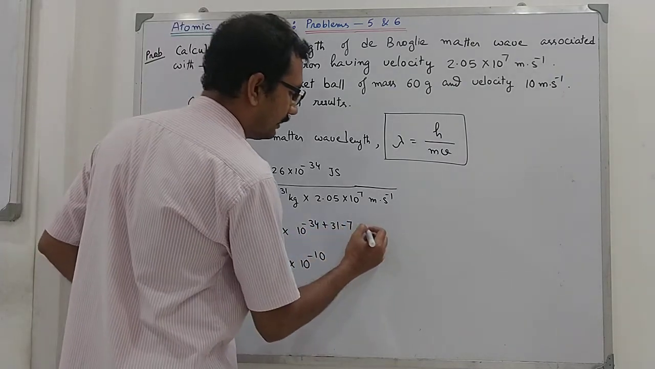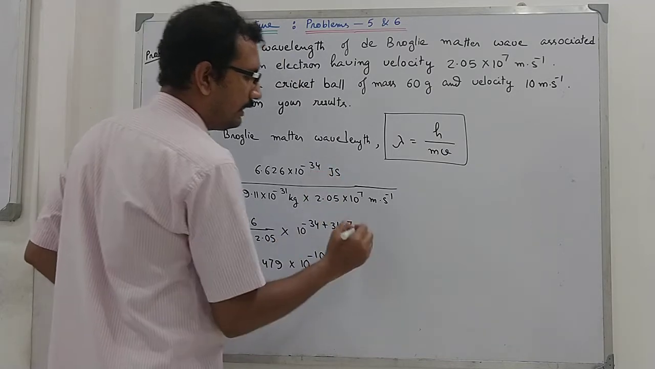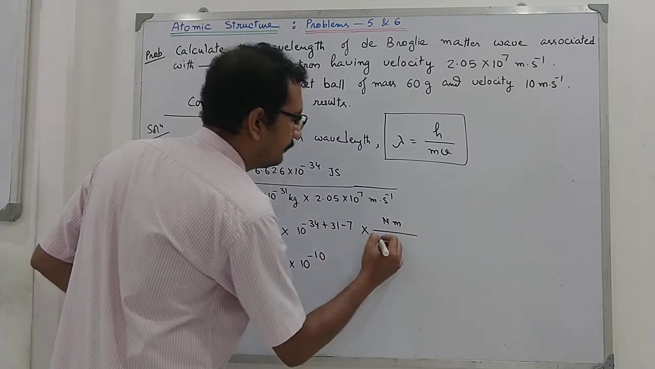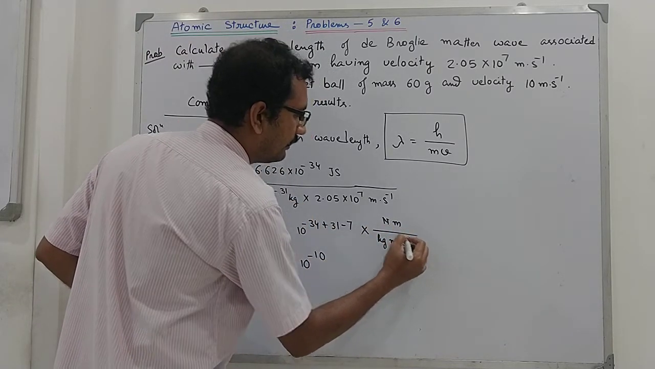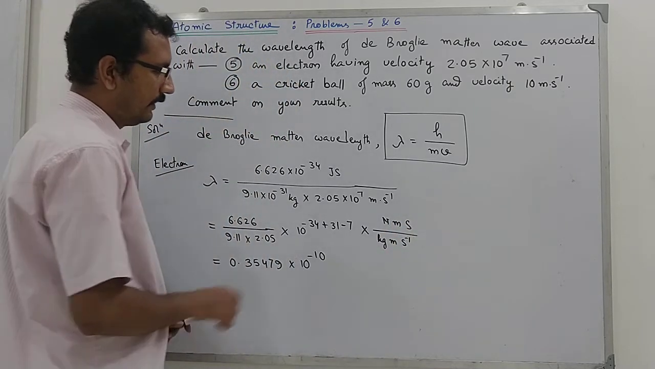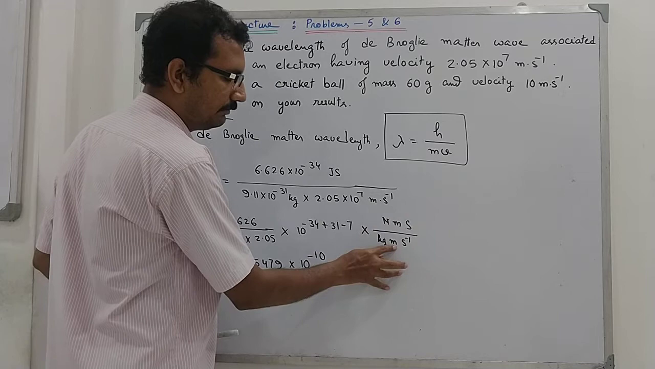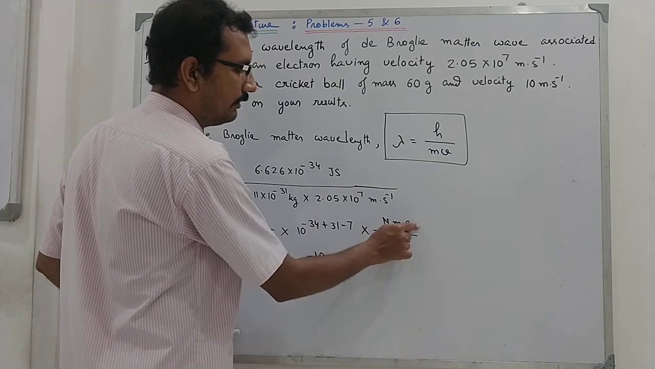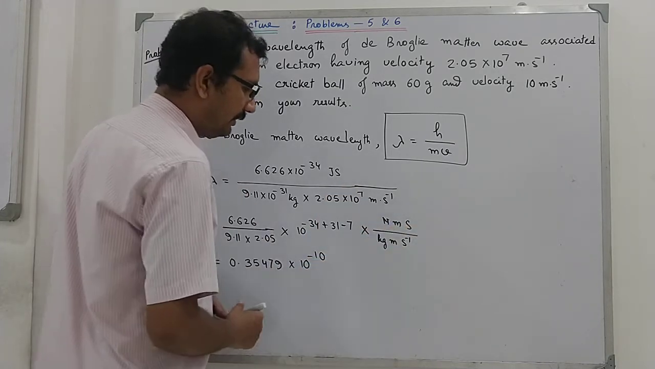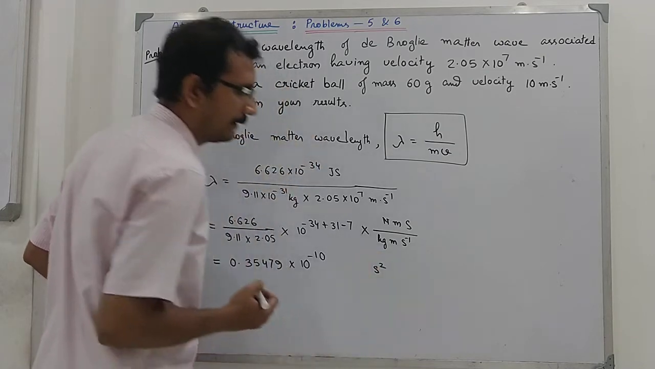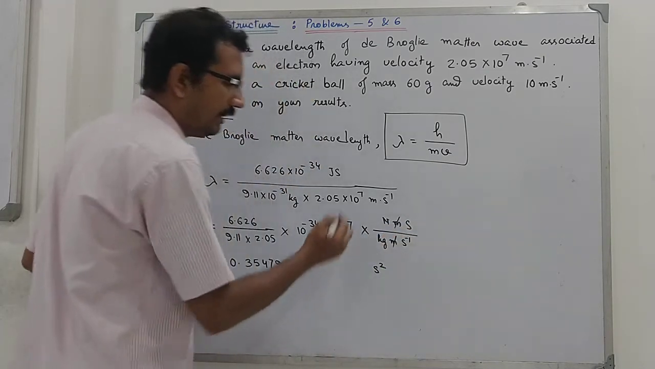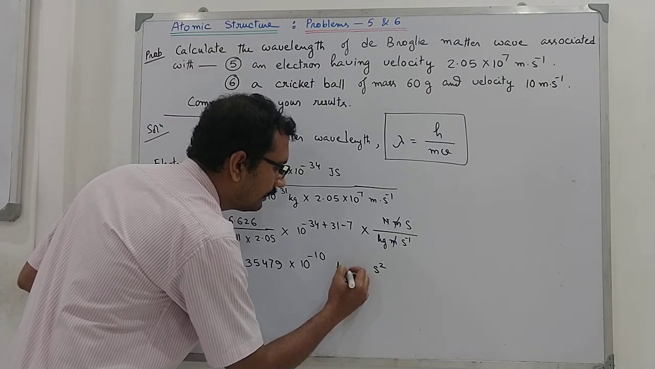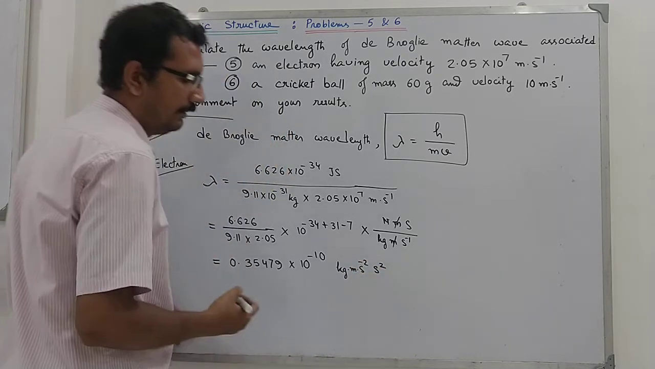Now see what happens to the unit. You see, this joule is Newton meter, and here we have kg meter per second and another second here. Joule is given by Newton meter, and second here. Now this second inverse will go up and it will give you second square. Now this meter will cancel out, so we have Newton per kg. Now Newton is kg meter per second square.